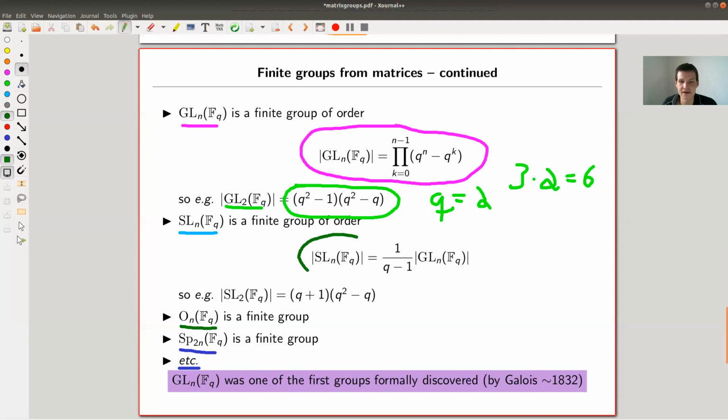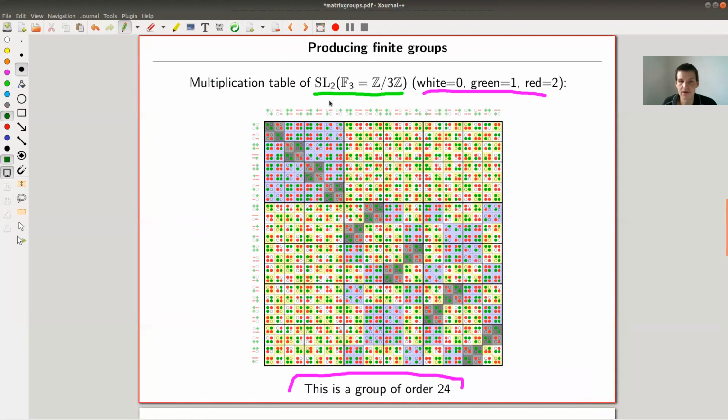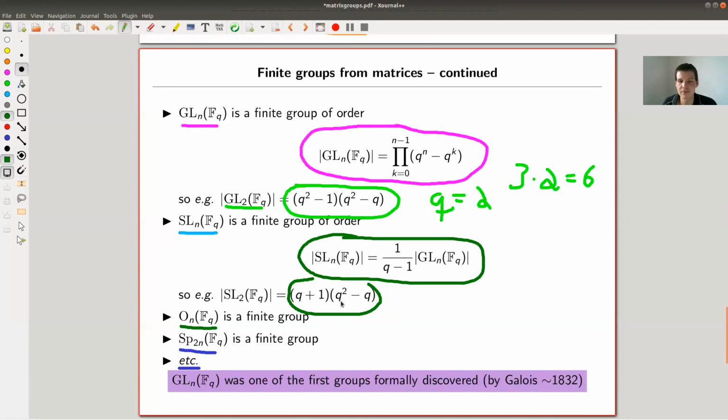For SL, I did the same. Here you go. And this is then the formula for SL2. So let's have a look. Q was 3 in my example here. 3 plus 1 is 4. 3 squared minus 3 is 6. So 4 times 6 is 24. Yes, works. And as you can already see, this grows very, very fast, right? It grows basically of order 4, because you have a Q and you have a Q squared and you have a Q squared. So the next one is already pretty big.